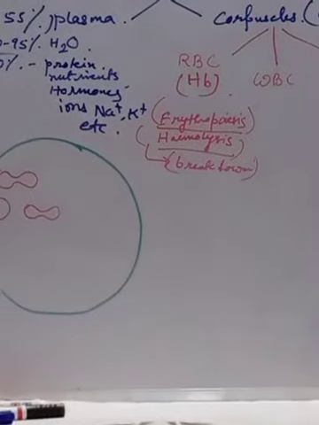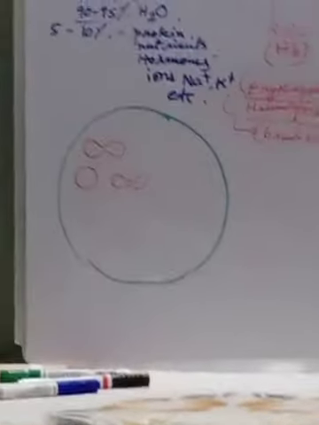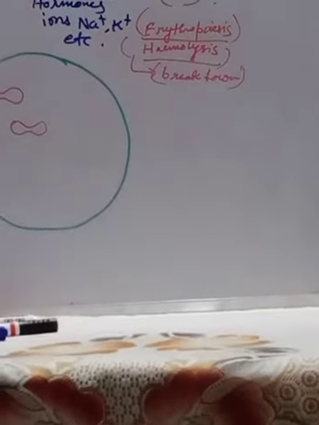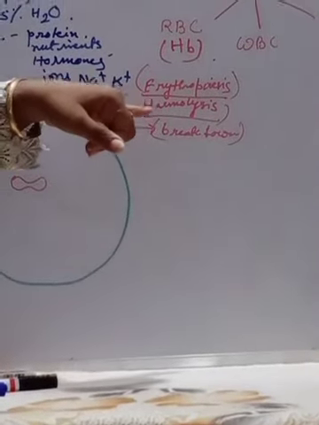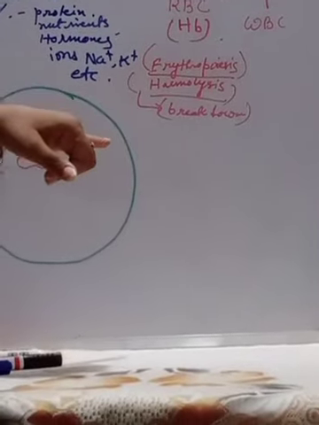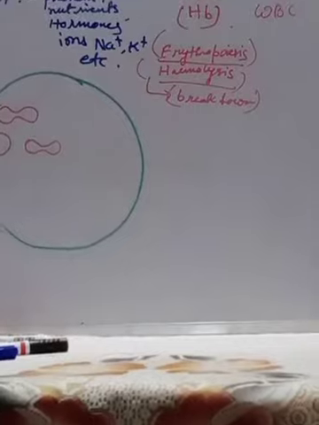The formation of the RBC occurs in the liver and in the spleen in the embryonic stage. But in the adult stage, it mainly occurs in the bone marrow. So the formation of the RBC, whether in the liver, in the spleen, or in the bone marrow, is called erythropoiesis. And the breakdown of the RBC in the spleen and the liver, or the one out of the dead, whatever may be, is called hemolysis.